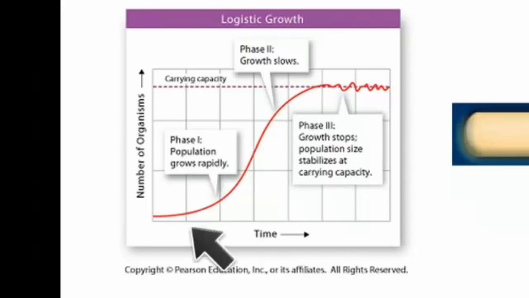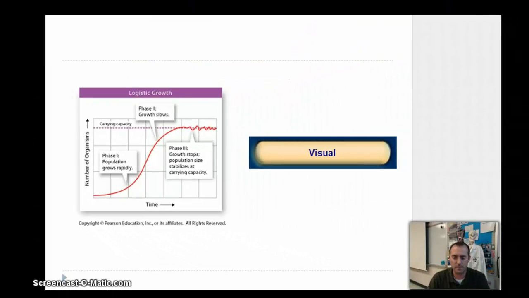So here's another picture of this. Here we have number of organisms and we have time. We see phase one, the population is growing rapidly, resources are plentiful for the small amount of organisms there. But then as the number of organisms increases, growth slows because resources become more limited, and eventually it stabilizes at the carrying capacity. Again, if you'd like to watch another video of this, you can click on this link here, and that'll take you to a short clip on logistic growth.